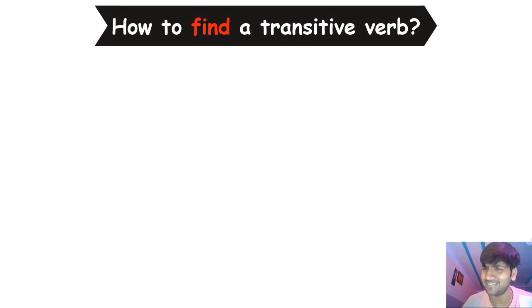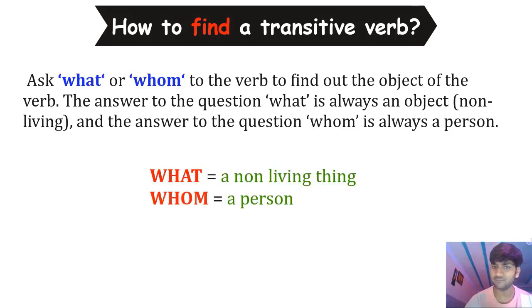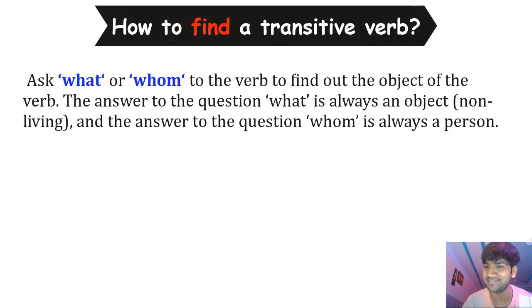Now, how to find a transitive verb should be the question. How to find them? This is very, very easy, guys. Easy peasy. If you want to find a transitive verb in a sentence, ask the question what or whom to the verb. If the verb answers either of the two questions, to what or to whom, that's a transitive verb right there. But if it doesn't, that verb is not transitive. It is intransitive, okay? Let's take some examples and understand this.